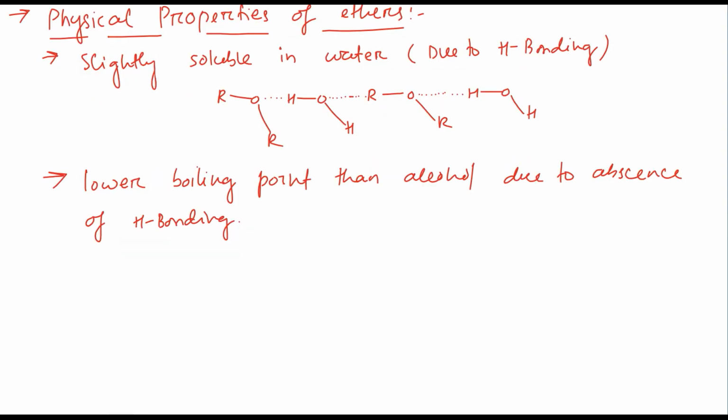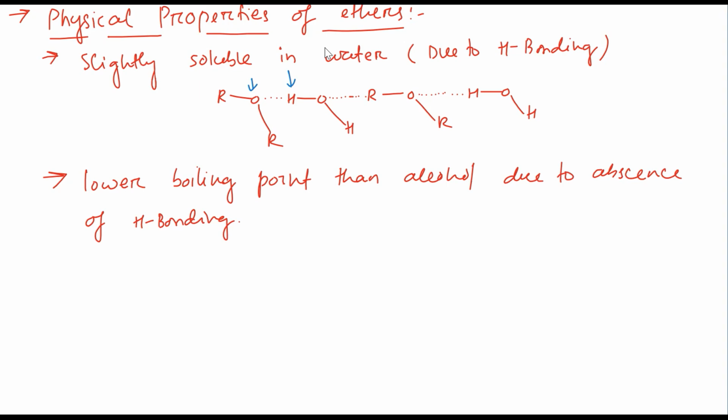Next we will see the physical properties of ether. The ether is soluble in water due to the presence of hydrogen bonding. You can see the hydrogen bonding between the oxygen of ether and the hydrogen of water. So due to this hydrogen bonding, the ether is soluble in water.